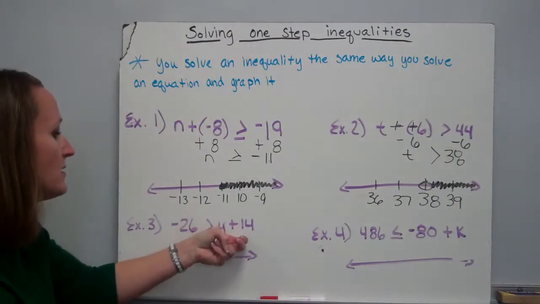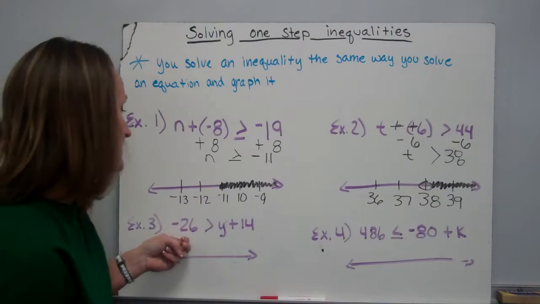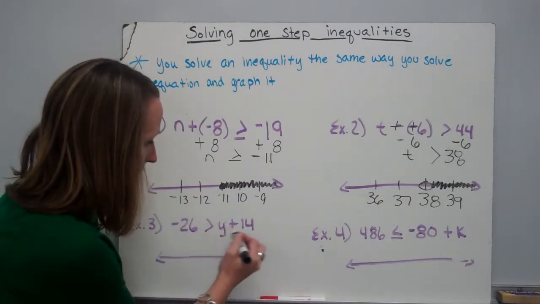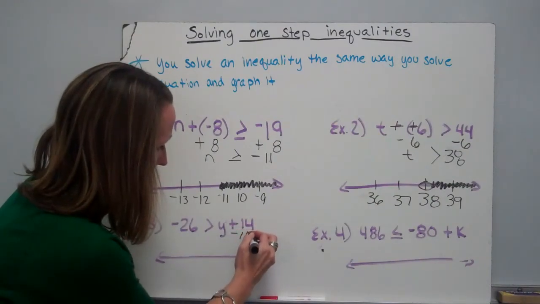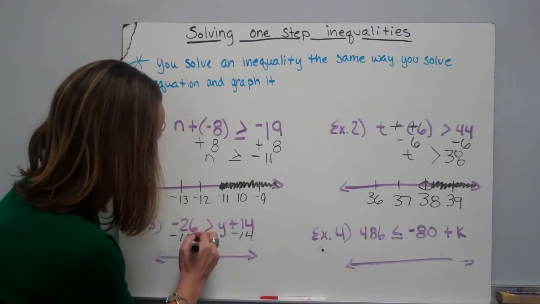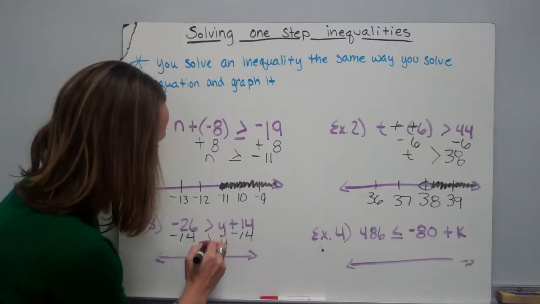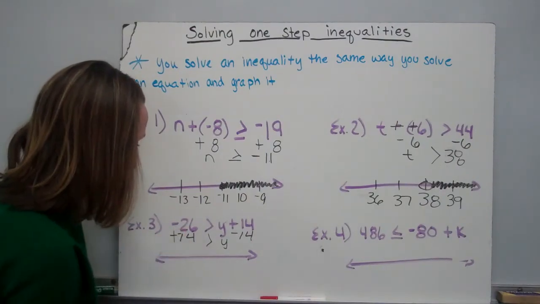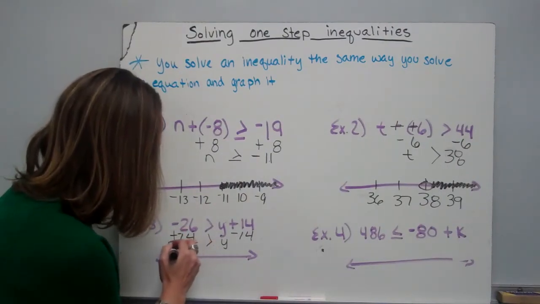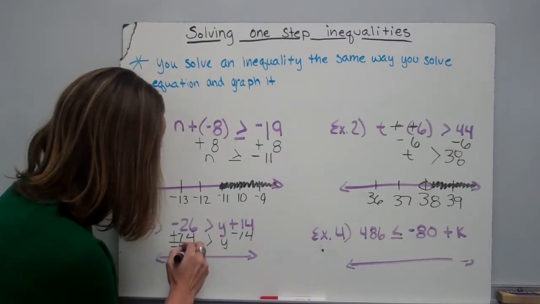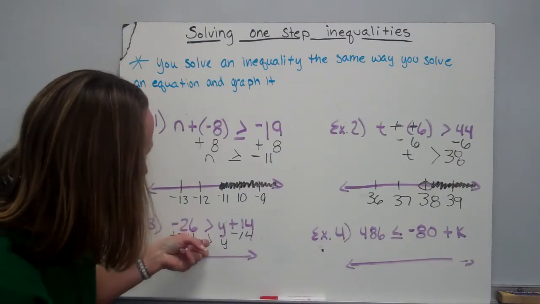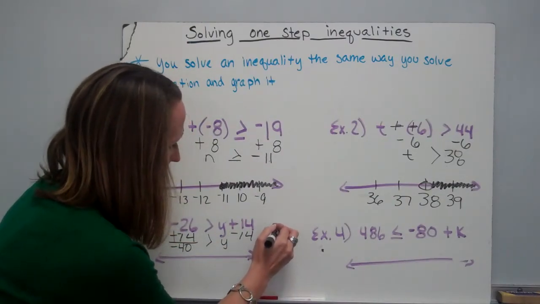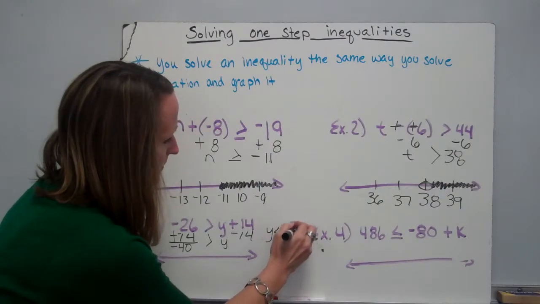Okay, so let's come down here. Now this time my answer is over here and my inequality is on this side, but that's okay. I have an addition problem, so I'm going to solve it by subtracting. I end up with y here. Negative 26 minus 14, same switch change. So I'm going to end up with a negative 40. So I have negative 40 is greater than y. Or if I wanted to turn it around, I end up with y is less than negative 40.